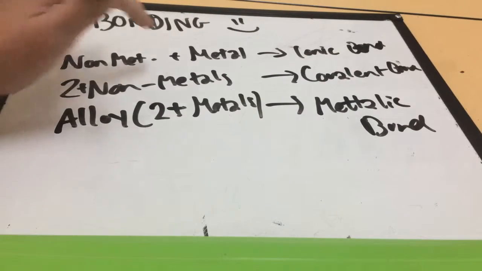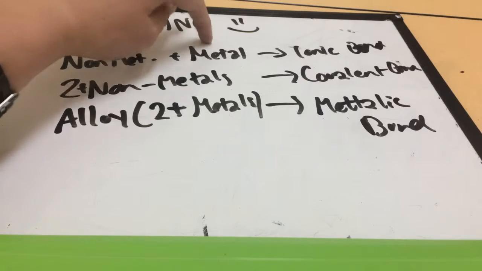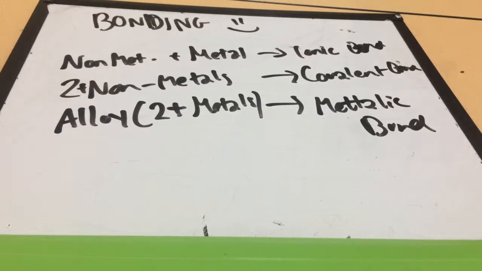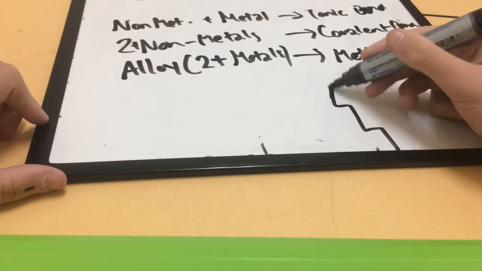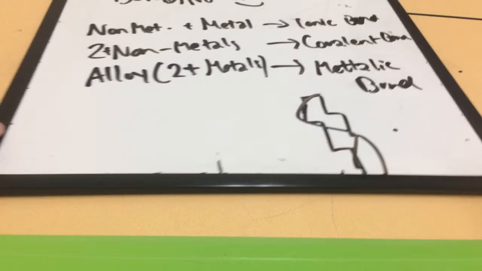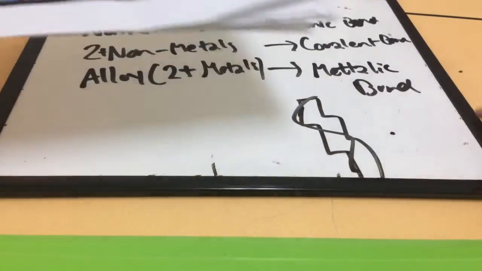So when we have a non-metal and a metal, you should know what a metal is, or what's the difference between a metal and a non-metal. There's a line on the periodic table. I've got a periodic table, I'll get it out and show you guys what I mean. So here's my periodic table.